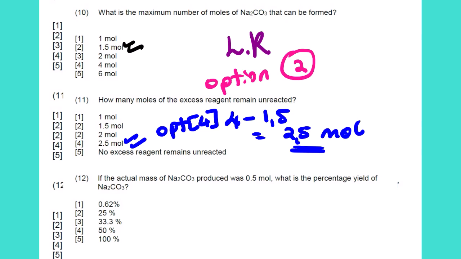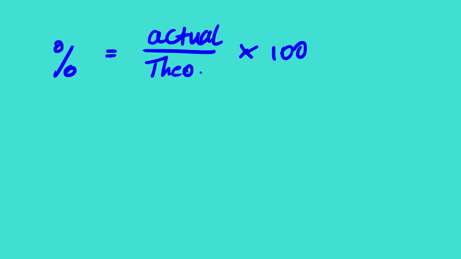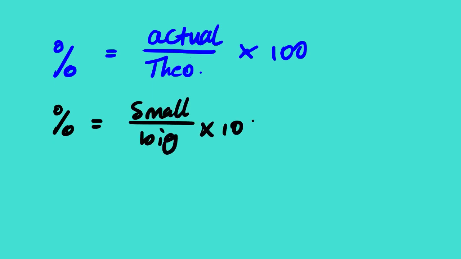Now we go to number 12. If the actual amount of sodium carbonate produced was 0.5 mole, what is the percentage yield of sodium carbonate? In order for us to calculate the percentage yield, we are going to be using this equation. It's actual yield divided by theoretical yield multiplied by 100. And you should know that always this equation, should it happen that you are confused whether theoretical yield is on the numerator level or the denominator level, you should know that it's always a small magnitude divided by big magnitude multiplied by 100.